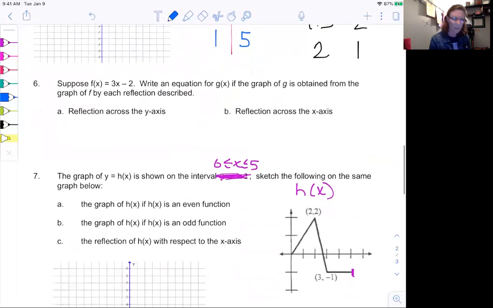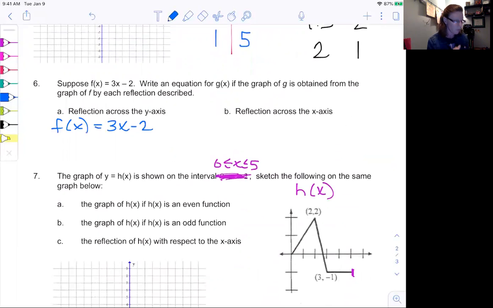Let's look at number 6. This one was a little different. We have to describe or write an equation based off of the description that's provided here. And we have a given equation. Our given equation is f of x equals 3x minus 2. It says write a new equation g of x if the graph of g is obtained from the graph of f of x by the reflection provided or described.